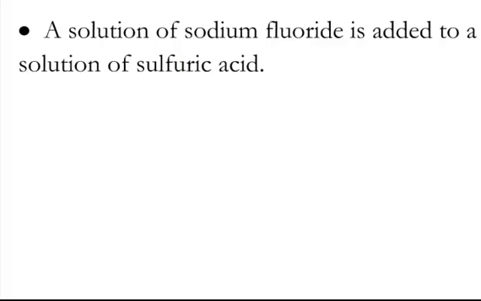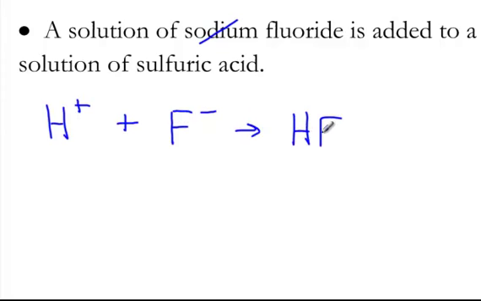Our next reaction is a solution of sodium fluoride is added to a solution of sulfuric acid. Now, right away you see two solutions, but it's not a precipitation reaction. It is an acid-base reaction, since we have sulfuric acid in there. Now, sulfuric acid is a strong acid, so I need to put H+. What's it going to go with sodium fluoride? Well, sodium will be my spectator ion, so I need to put the fluoride ion, which is F-. Acids give away H+, so we end up getting the weak acid of HF, hydrofluoric acid.